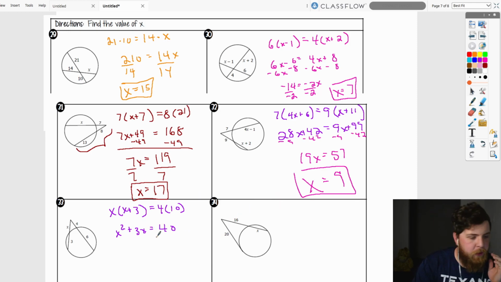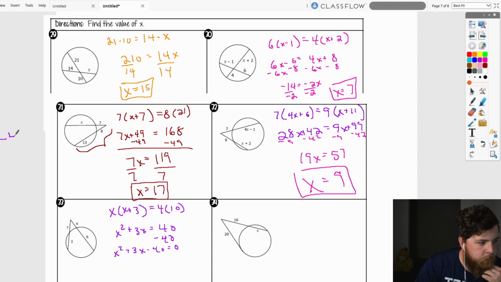I can move that 40 over. So now I'm dealing with a quadratic equals 0. So now I can find factors of negative 40 that add up to give me positive 3. Those factors end up being positive 8 and negative 5. Positive 8 times negative 5 gives me negative 40. Positive 8 plus negative 5 gives me positive 3. So my factors there end up being x plus 8 and x minus 5 equals 0.